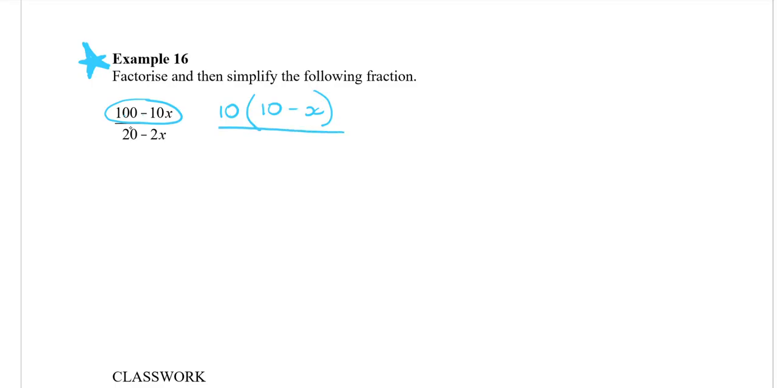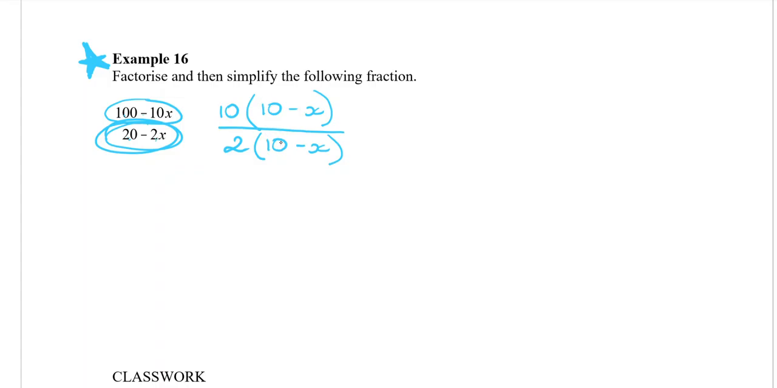Now let's look at the bottom, 20 and 2. The 2 is the smaller number and the 2 can come out as a factor. If I divide by 2, 20 divided by 2 is 10, and the minus sign, 2 divided by 2 is out the front, and the x in here. So by factorizing, what's happened is that this bracket is exactly the same on the top and the bottom.